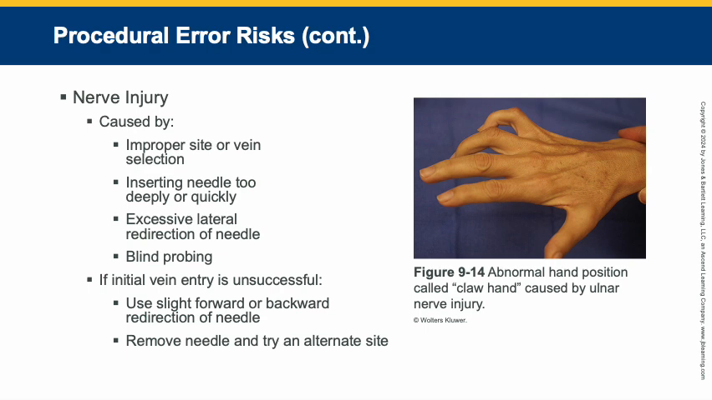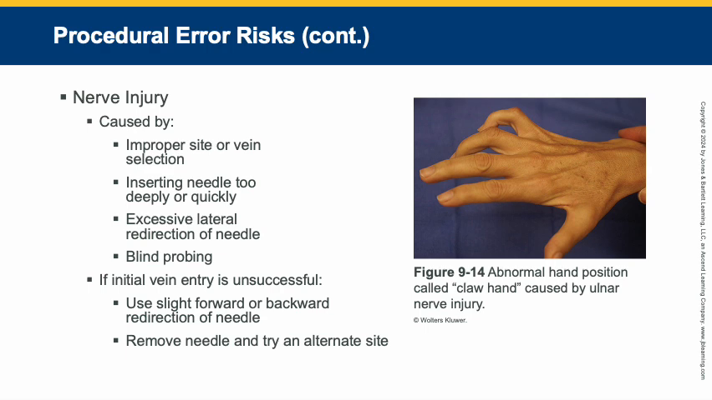If initial needle insertion does not result in successful vein entry, and slight forward or backward movement of the needle or use of a new tube does not result in blood flow, remove the needle and attempt venipuncture at an alternate site, preferably the opposite arm.